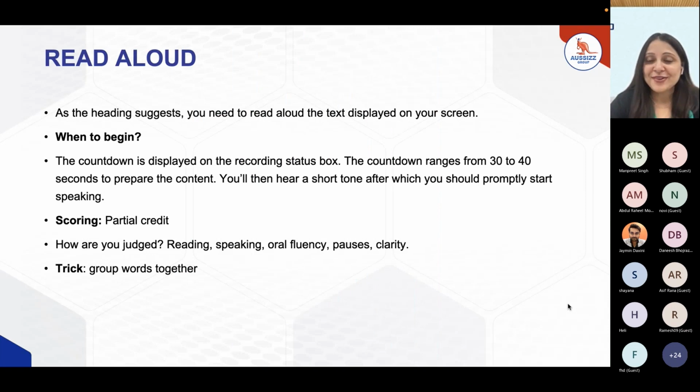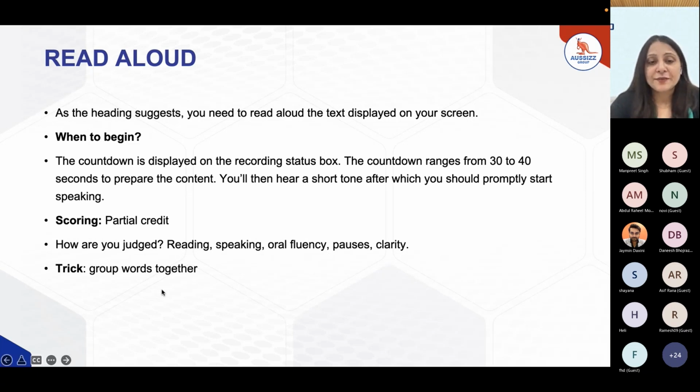So let's talk about read aloud. Question number 1 of your PTE exam, and as the heading suggests, you need to read aloud the text displayed on your screen. How to begin? You will be given a countdown, and there are approximately 35 seconds to prepare for the task, and then approximately 35 seconds to speak for the answer. You will have to start speaking when the recording bar starts.